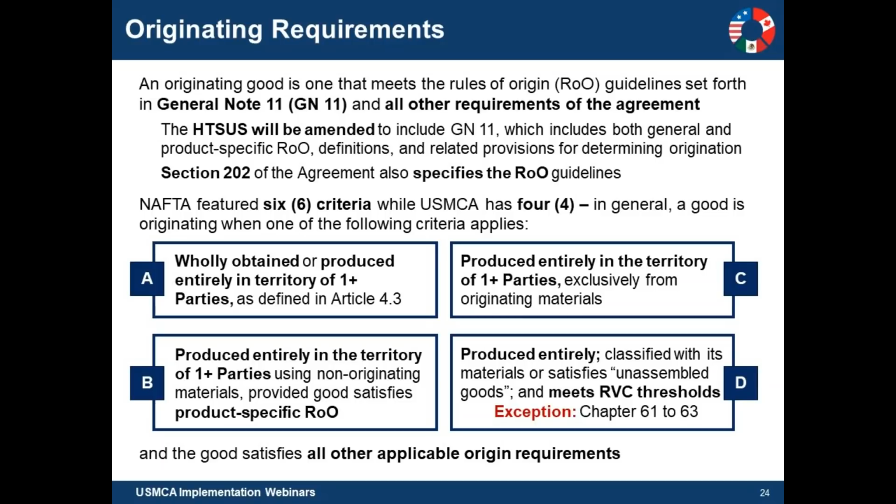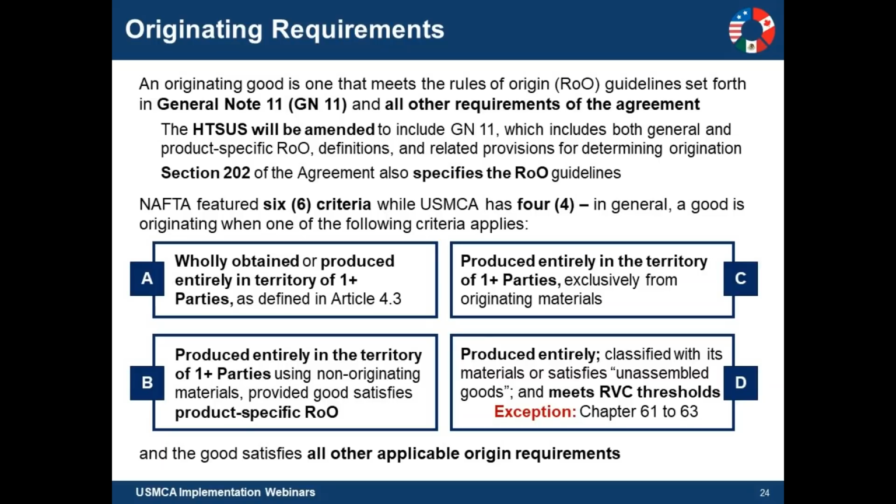NAFTA has 6 criteria, A through F, and USMCA has 4 criteria, A through D, for the general rules of origin. Criterion A begins with goods that are wholly obtained or produced entirely in the territory of one or more parties to the agreement. These are primary goods, including goods that are grown, fished, or mined in the parties to the agreement. Criterion B covers goods that are produced entirely in the territory of one or more parties using non-originating materials, provided those goods satisfy the product-specific rules of origin. 95% of manufactured goods use criterion B.